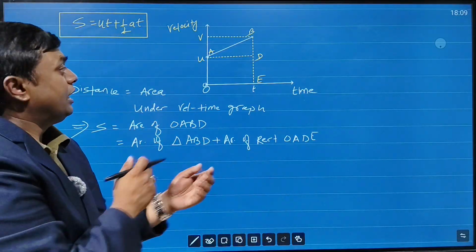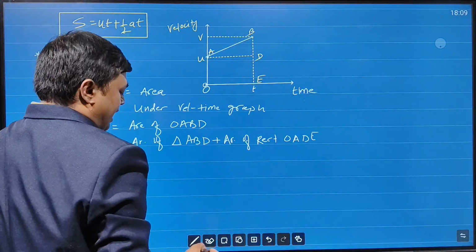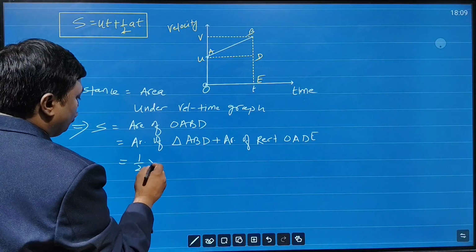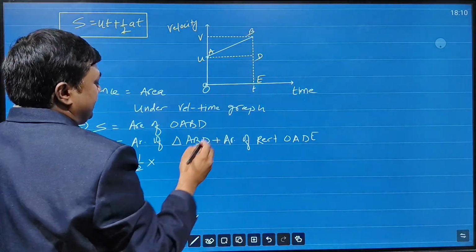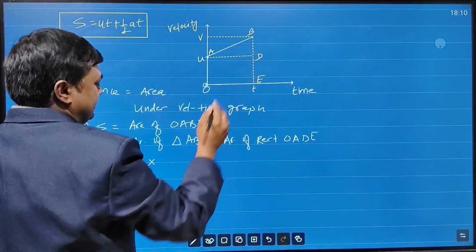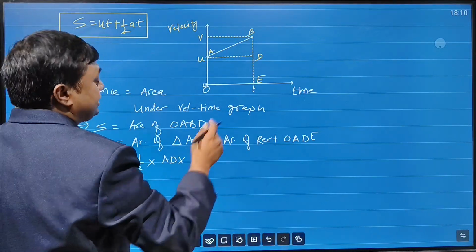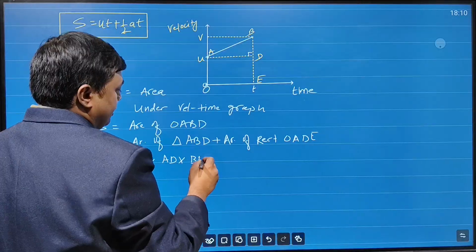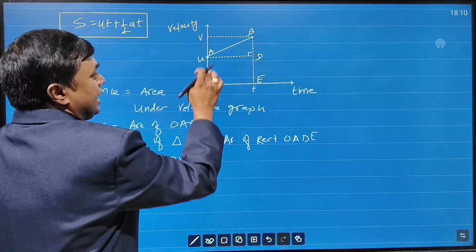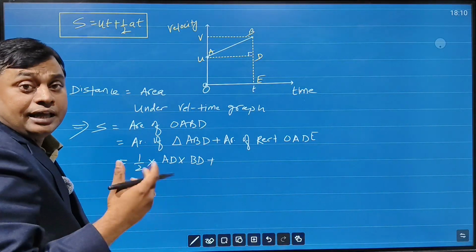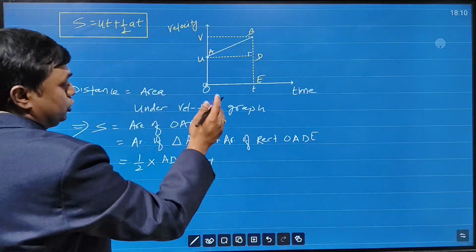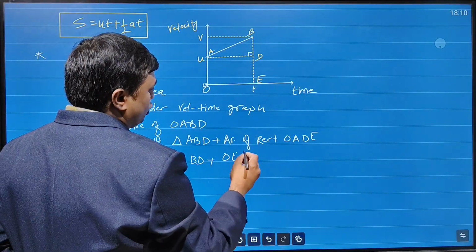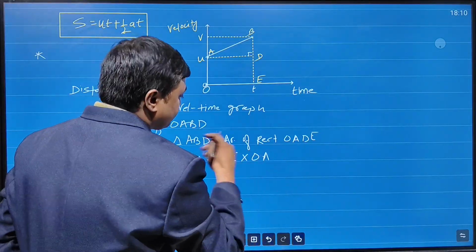Now what is the area of this triangle? Area of triangle is half into base into height. So we can write half into base. AD is the base, and BD is the height, as this is perpendicular. Plus, the area of the rectangle is length into breadth. So can we write OE into OA? Can we write or not?